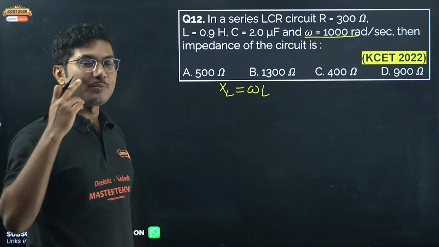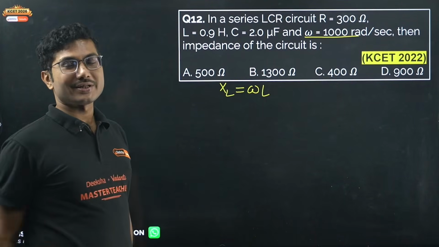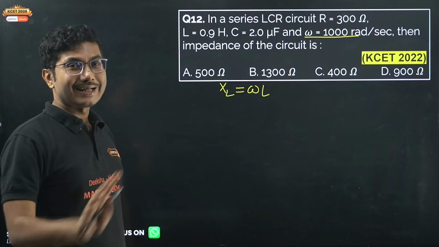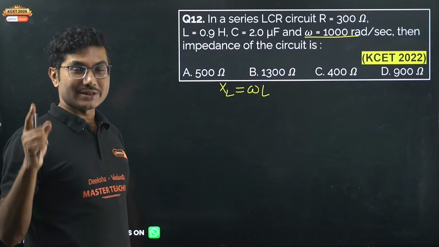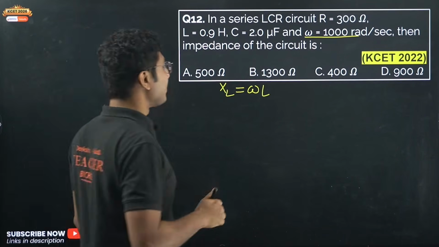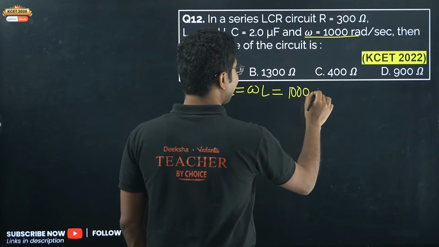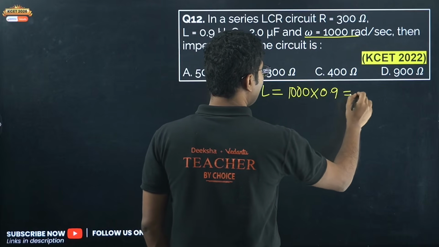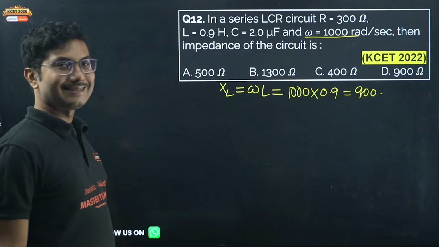This is not your PU2 exam. In the PU2 board exam, they try to give values such that you require a calculator and the values are slightly complicated. But in KCET, if any question comes, the values will be given in such a way that you should be able to solve them without using a calculator. Omega is 1000 and L is 0.9 Henry, so this will be 900. So XL is 900.